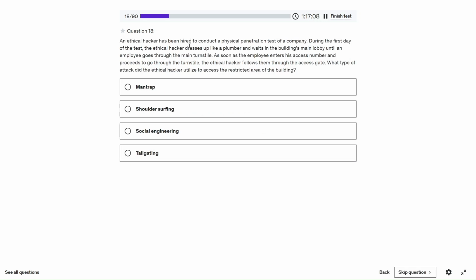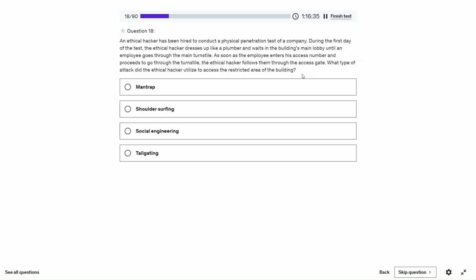An ethical hacker has been hired to conduct a physical penetration test of a company. During the first day of the test, the ethical hacker dresses up like a plumber and waits in the building main lobby until an employee goes through the main turnstile. As soon as the employee enters his access number and proceeds to go through the turnstile, the ethical hacker follows them through the access gate. What type of attack did the ethical hacker utilize to access the restricted area of the building?